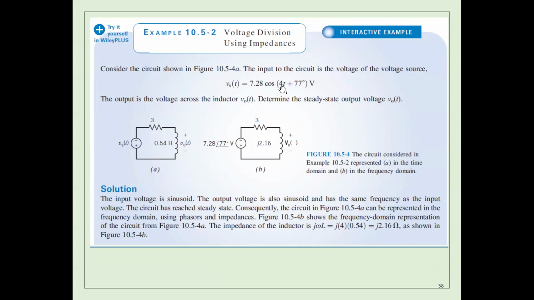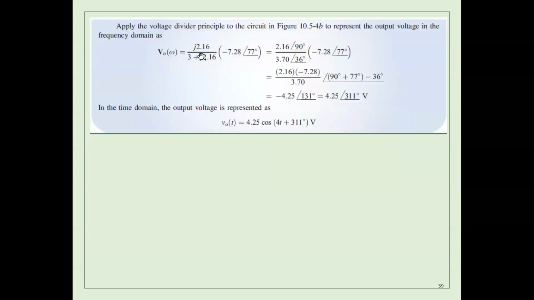So in this example here, you have 7.28, as you see here, angle 77. This is omega t. I removed omega t. Here, this one should be j omega L. Omega is 4, so that would be 4 times 0.54. It should give you j omega L here. Now, if you want to get the voltage here, I'm going to multiply this source by the impedance here, divided by the summation of these two. I think that's what I did here. This is the voltage, this is the summation, this is the impedance of the inductor.